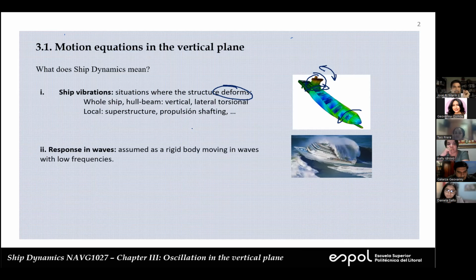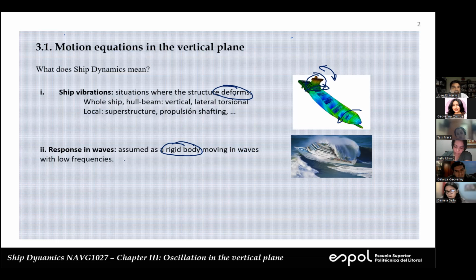The other meaning is that we mean the response of a ship in waves. In this case, we assume that the ship is rigid. See, in the first case, it deforms. In the second, it's rigid. That means that it doesn't deform. So you can have 6 degrees of freedom, and the excitation in this case are the waves.